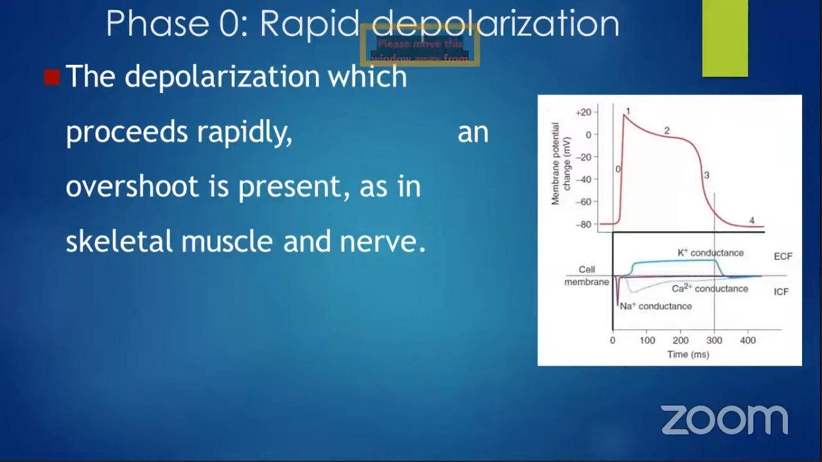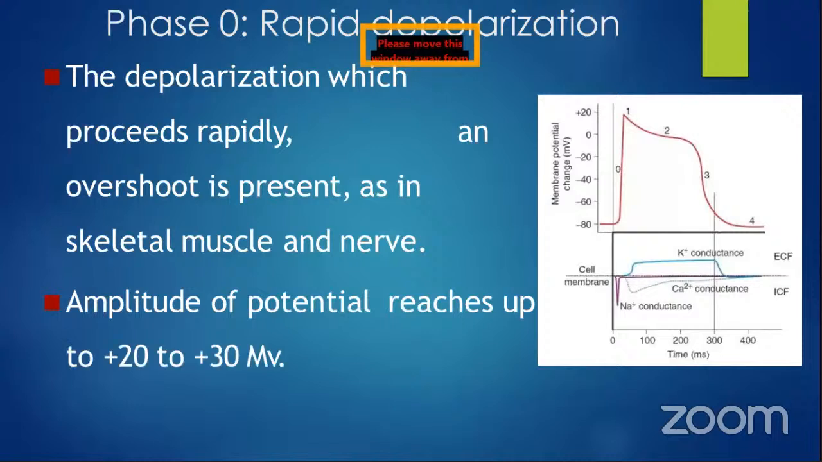Depolarization proceeds rapidly, and there is an overshoot, as in skeletal muscle action potential and nerve action potential. Here also there is an overshoot. The amplitude of potential may reach up to plus 20 to plus 30 millivolts. We start from a resting membrane potential of minus 85 to minus 95 millivolts, and after depolarization that potential may go up to plus 20 or plus 30. Phase 0, the rapid depolarization phase, lasts only about 2 milliseconds. Hope it is clear.